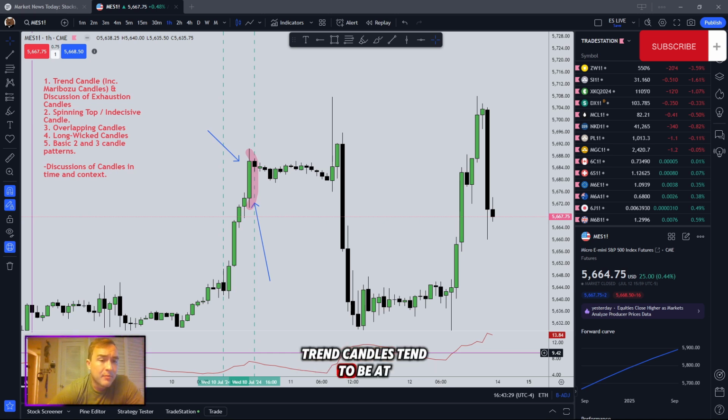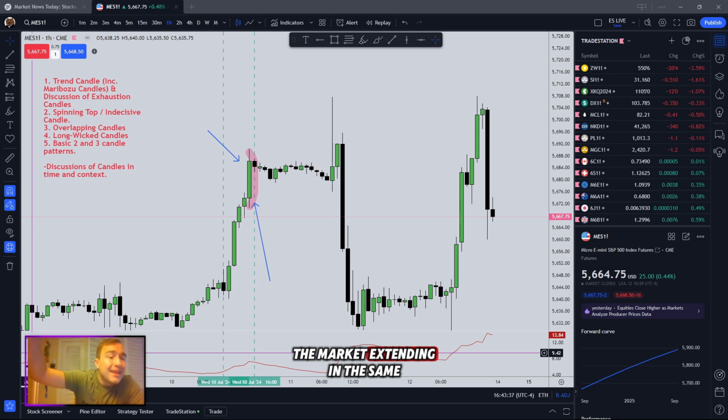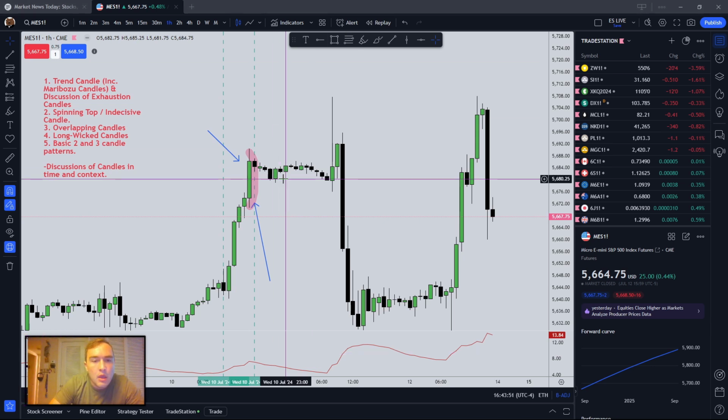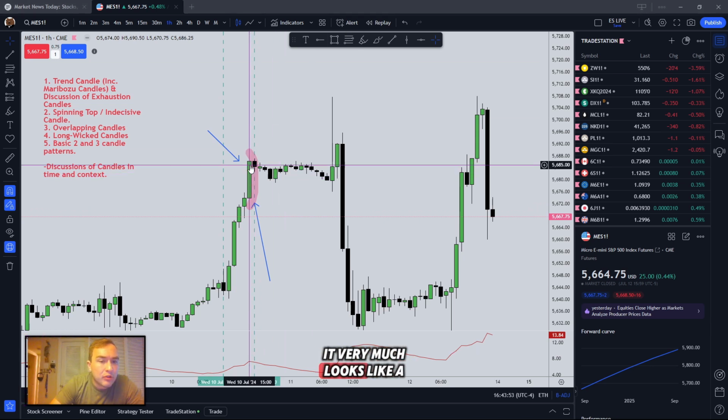Trend candles tend to be at the start of a new leg or a new trend, or in the middle of a new trend, whereas exhaustion candles tend to be the market extending in the same direction much further and faster than on average. So they tend to come at the end of a move. An exhaustion candle comes at the end of a move, not at the beginning. Okay? So this candle here, it very much looks like a trend candle, but notice that it's coming towards the end of the trading day.